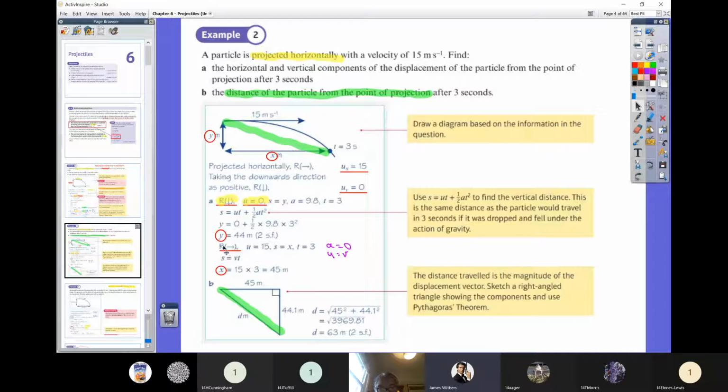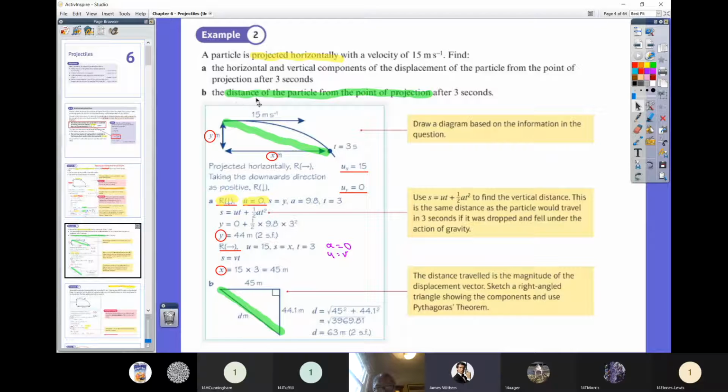Then resolving horizontally, we're using this S equals V times T. We can work out that is 45 meters. Okay, so we know the horizontal components, we know the vertical components.